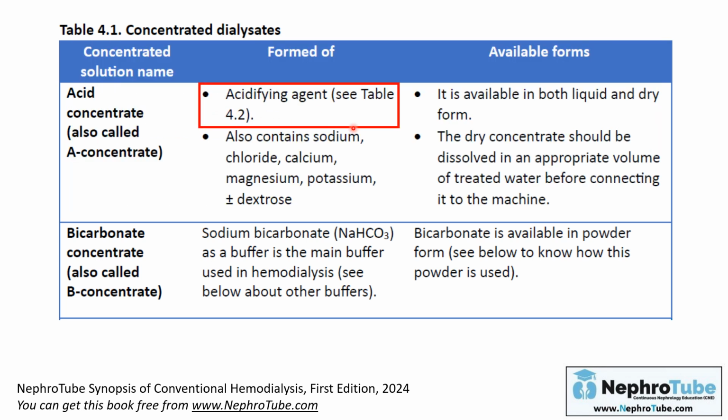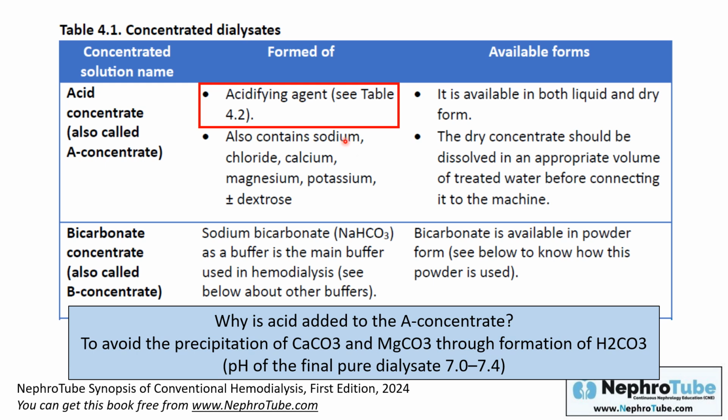Before going to the acidifying agents, I want to say that the machine will take a ratio or a part from the acid concentrate and a part of bicarbonate concentrate, and mix them later with water to form the final pure dialysate that I will talk about later in this lecture. We mentioned that the acid concentrate, the A concentrate, contains acidifying agents.